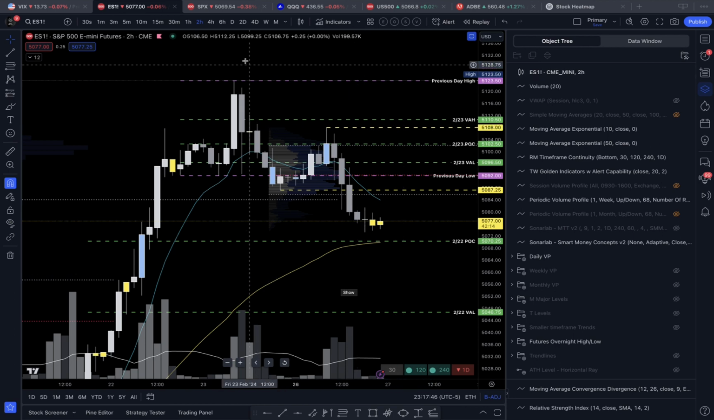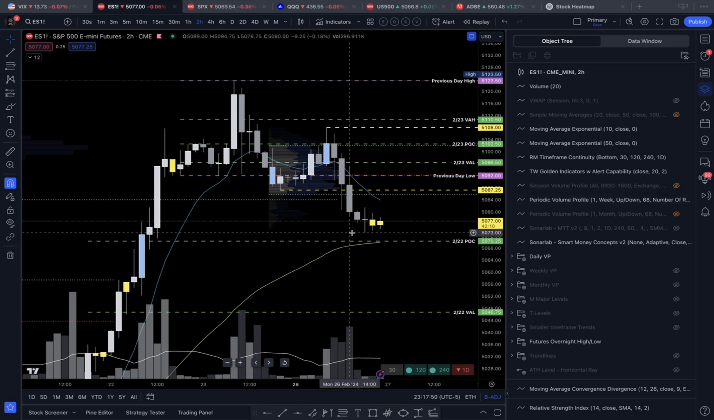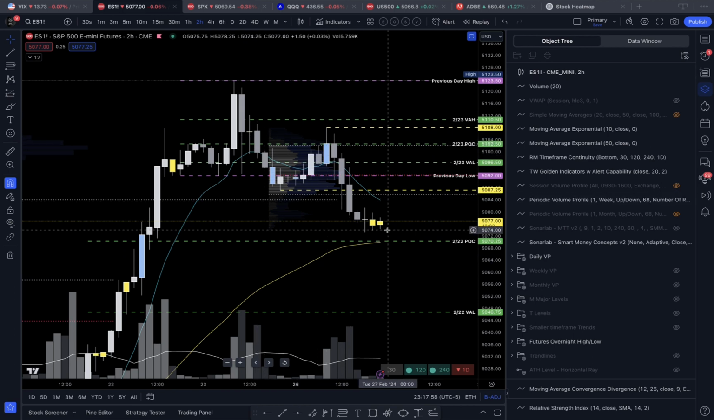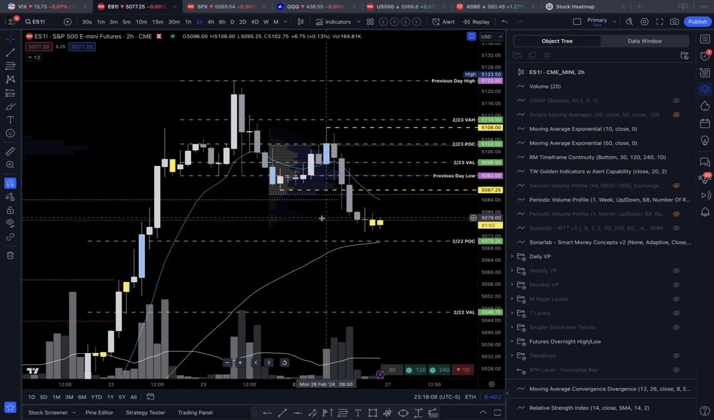Before I even jump into the SPX chart, I want to review the ES chart. Again, I preach to you all, if you don't have the ES chart and you're not charting it, you're doing it wrong. There's a lot of valuable information, especially from a volume profile, but also from the overnight action, a lot of data that you're able to gather.